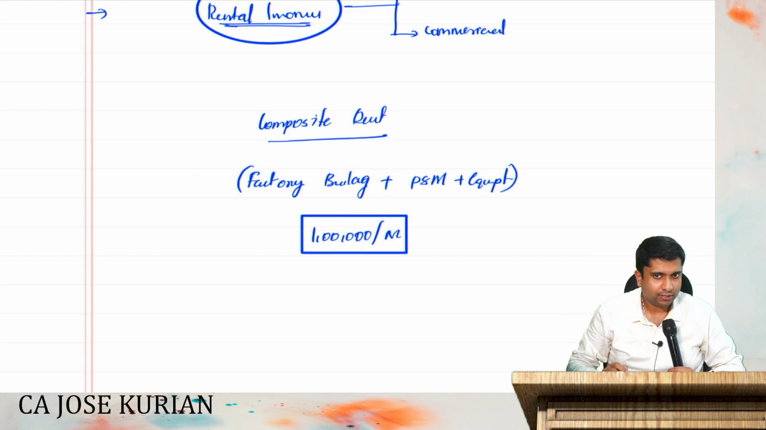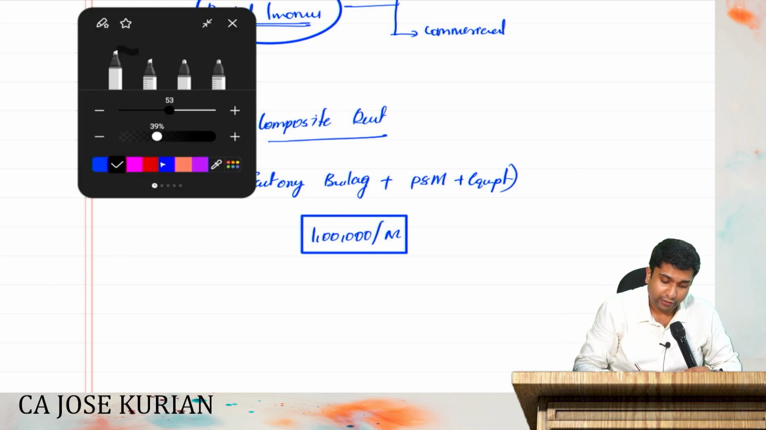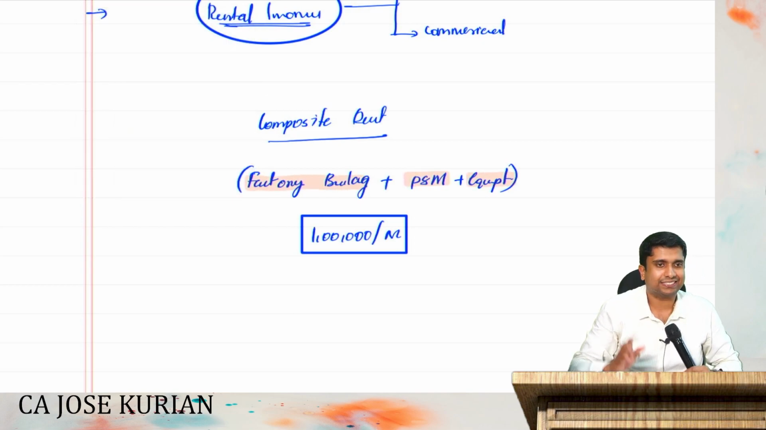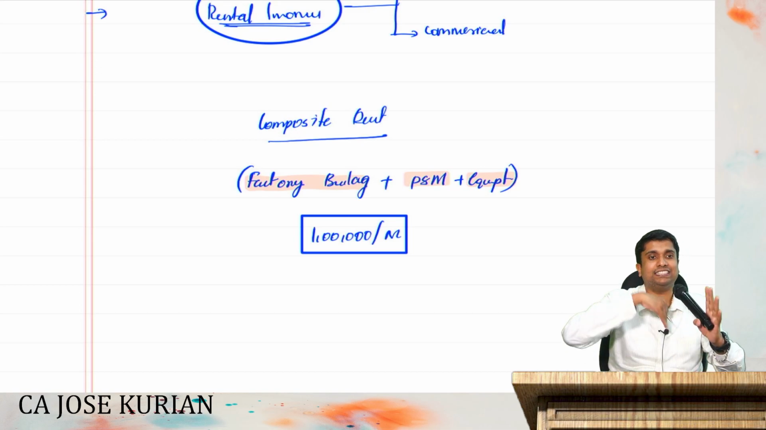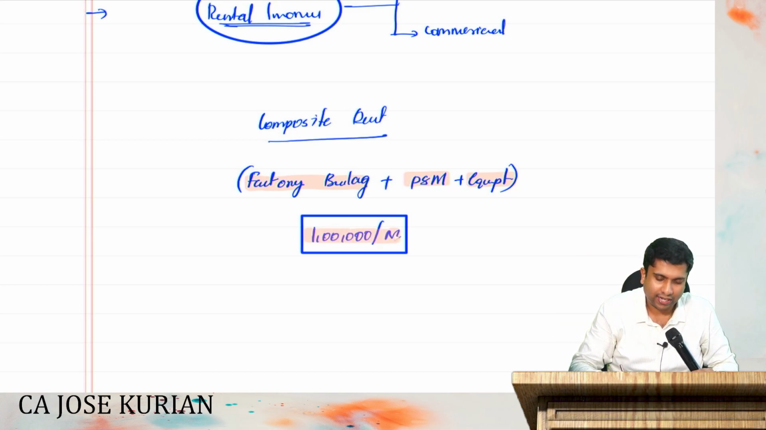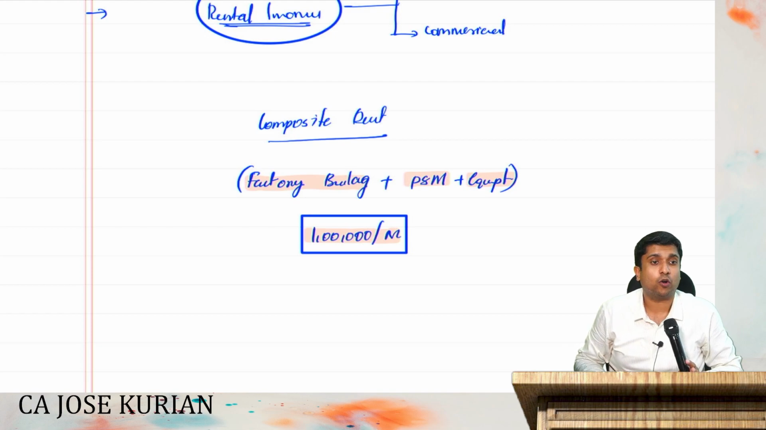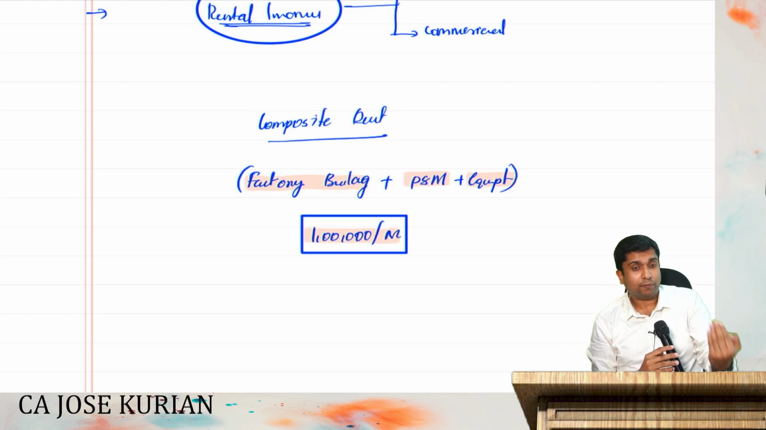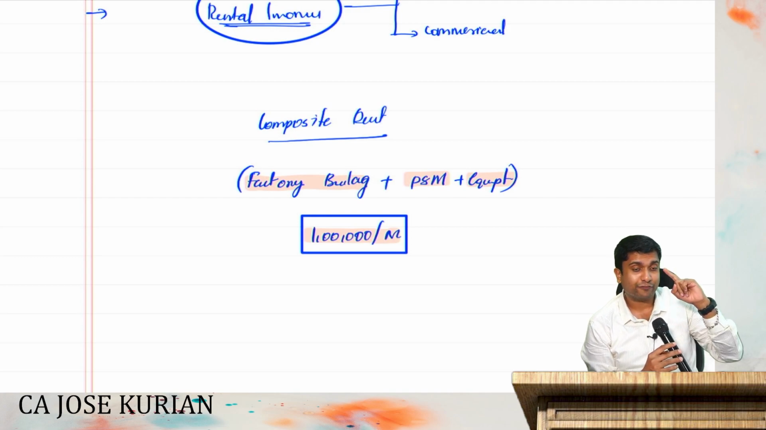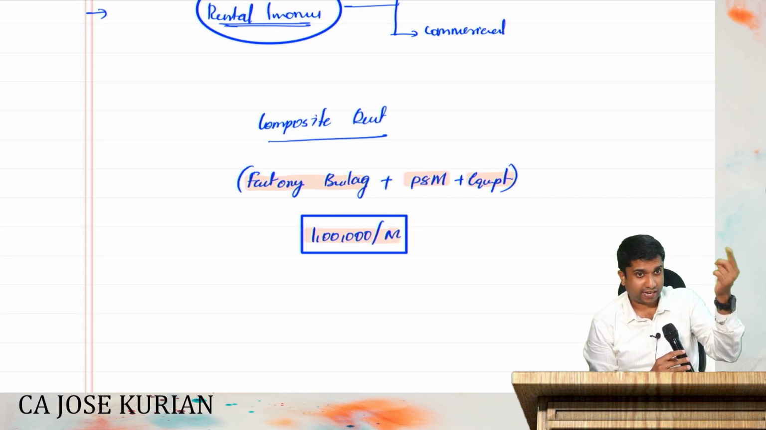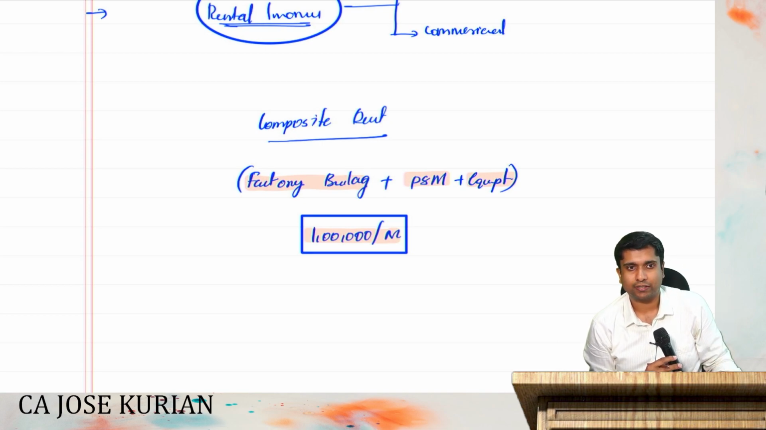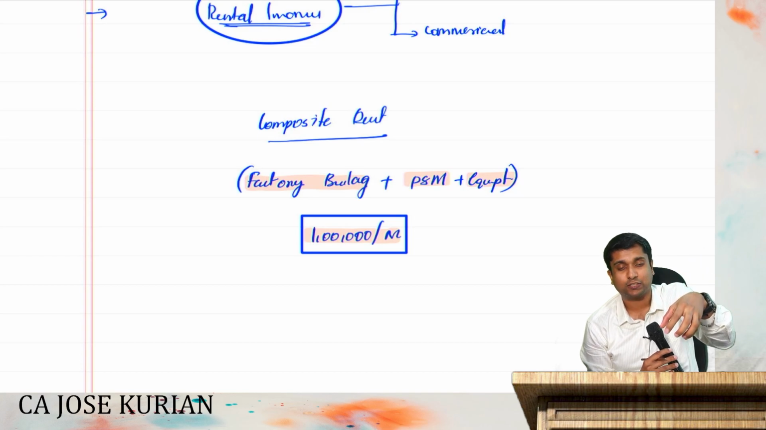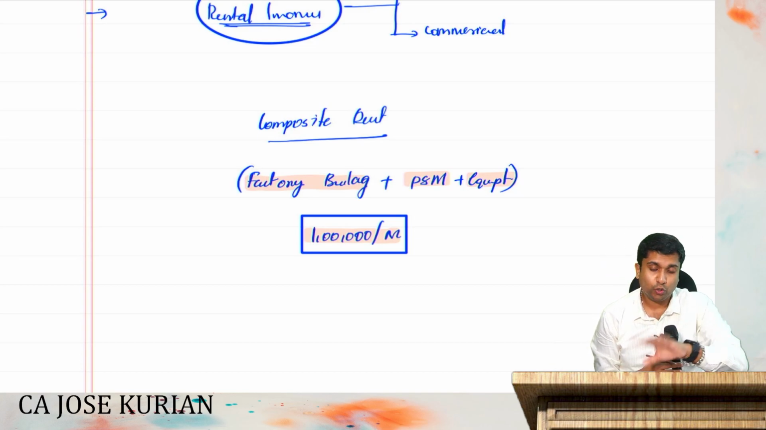Are you all listening? So what do I have? I have a factory building plus plant and machinery plus some equipment. I have rented this entire thing for rupees 1 lakh per month. This 1 lakh per month is called what? Composite rent. Why is it called composite rent? Because this rent is not only for the factory building, but also for plant and machinery and equipment. So what to do with this composite rent?